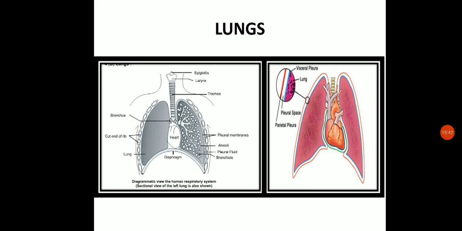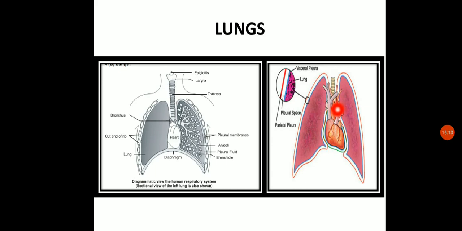Now, whenever infection is present, the amount of pleural fluid may increase, and this condition is called pleurisy. So what is pleurisy? Pleurisy is the condition when the amount of pleural fluid increases due to some infection. This pleurisy causes chest pain, and hence breathing becomes painful.